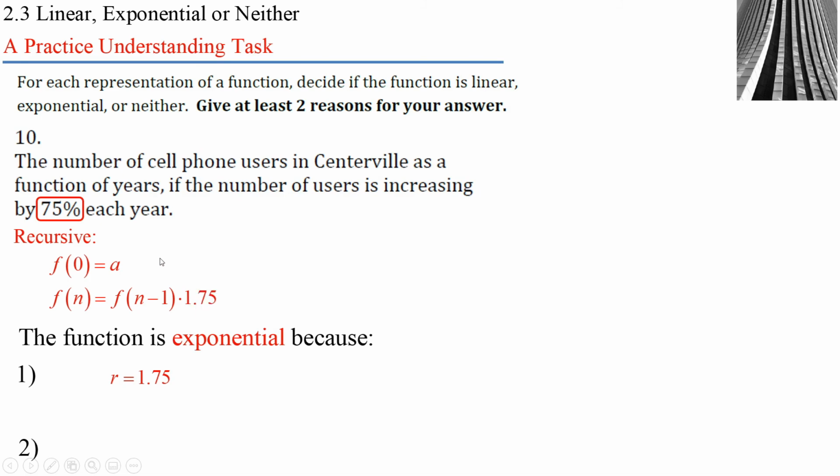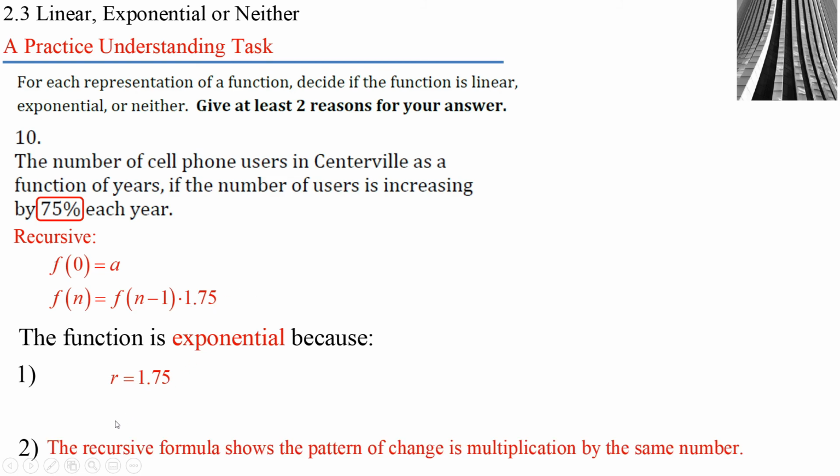1.75. So the recursive formula shows me the pattern of change right here in the recursion equation. The previous number of cell phone users will always be multiplied by 1.75. That tells me I'm exponential. So the recursive formula shows the pattern of change is multiplication by the same number. In this case, it will always be 1.75.